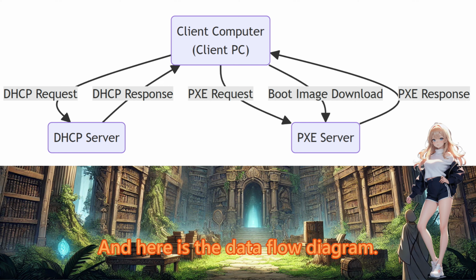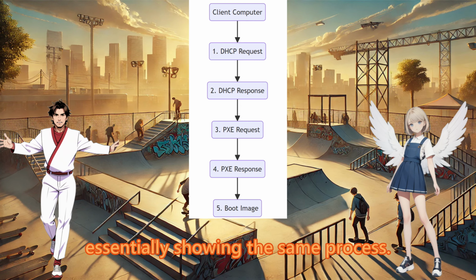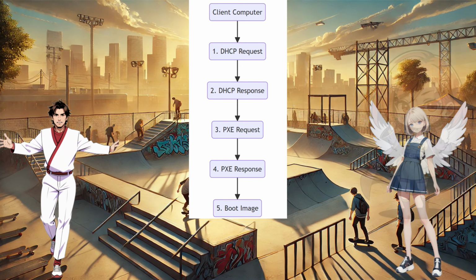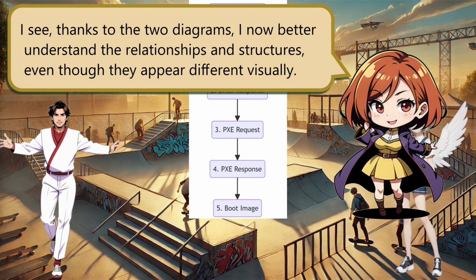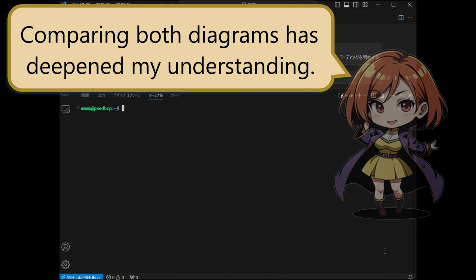And here is the data flow diagram. The flow diagram complements the explanation of the network diagram, essentially showing the same process. While the appearance is different, the actions performed are the same. I see. Thanks to the two diagrams, I now better understand the relationships and structures, even though they appear different visually. Comparing both diagrams has deepened my understanding.